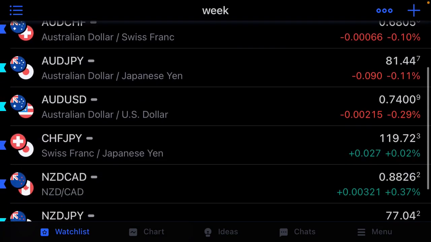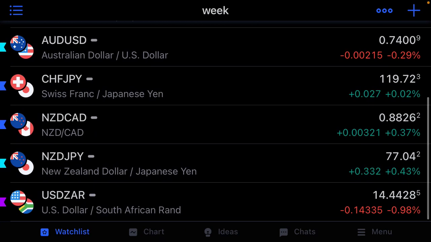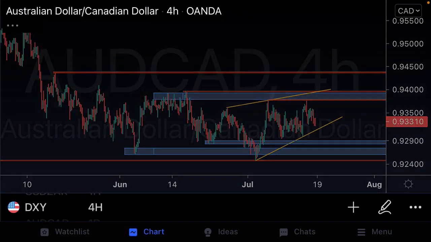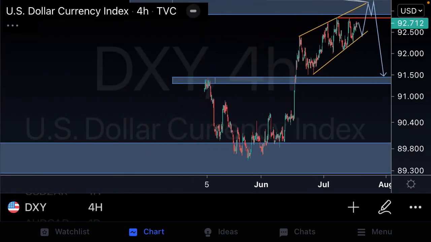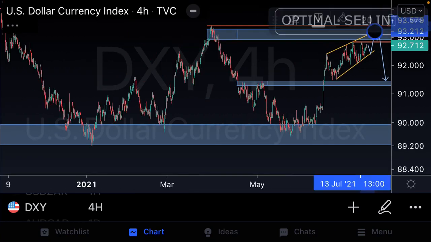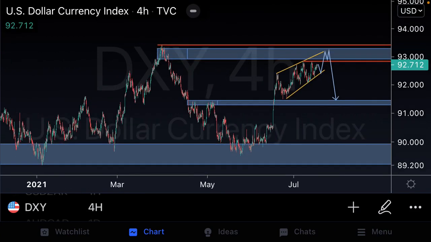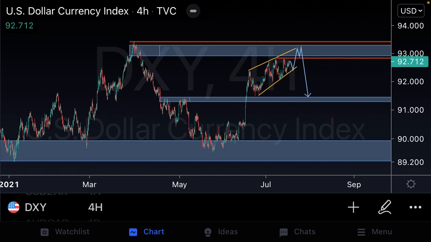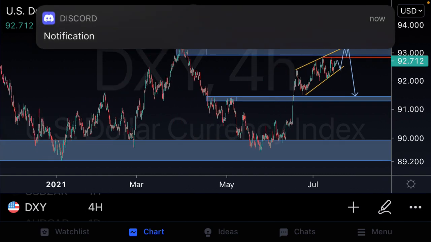Now for today's analysis guys, we're going to be looking at the DXY, Aussie CAD, Aussie JPY, Aussie Dollar, and New Zealand Dollar Yen. Now let's kick things off guys, get straight into it on the DXY. So we'll be looking at the DXY.